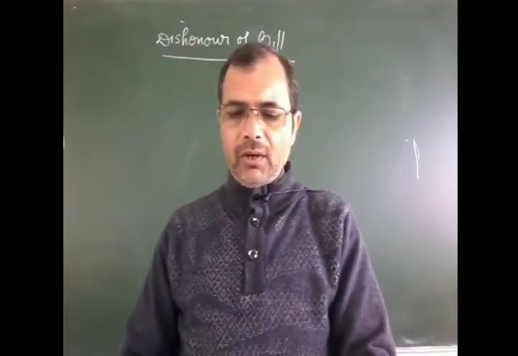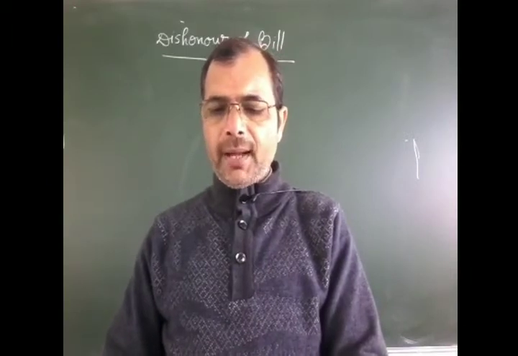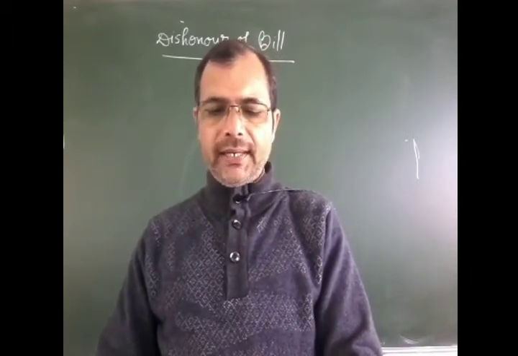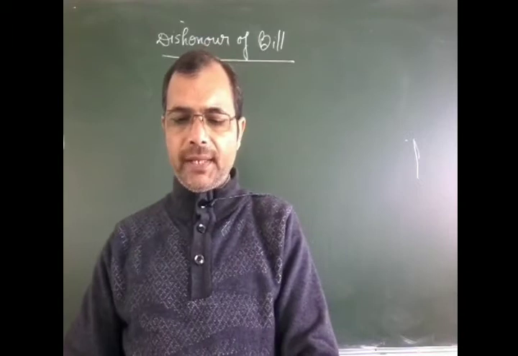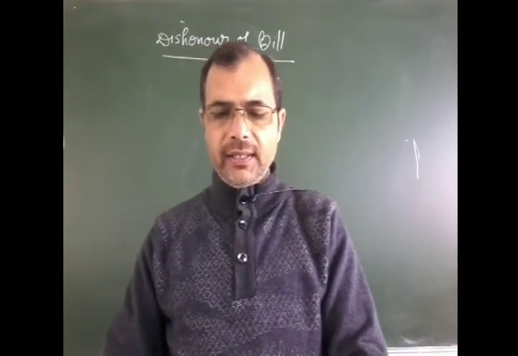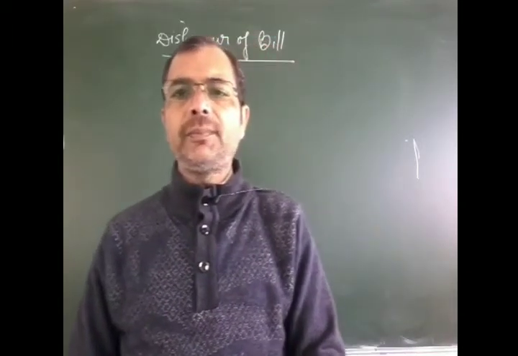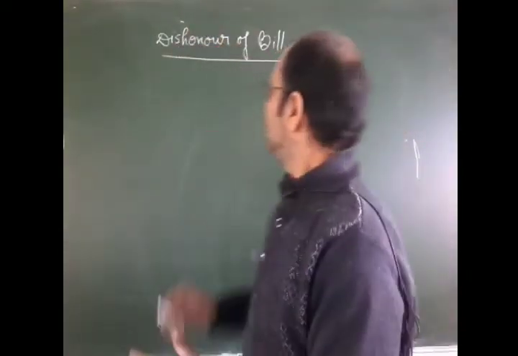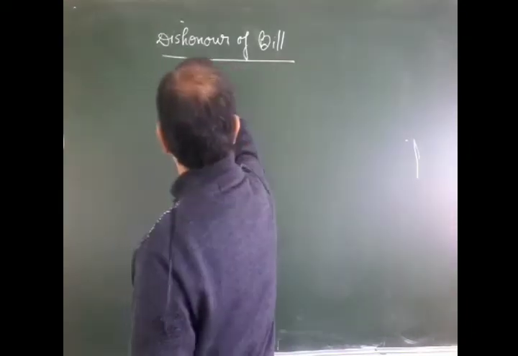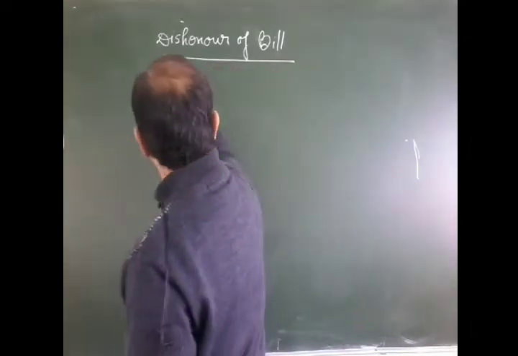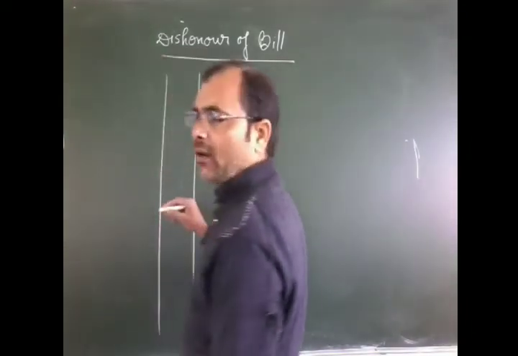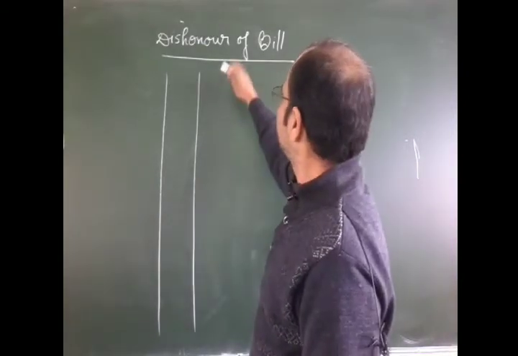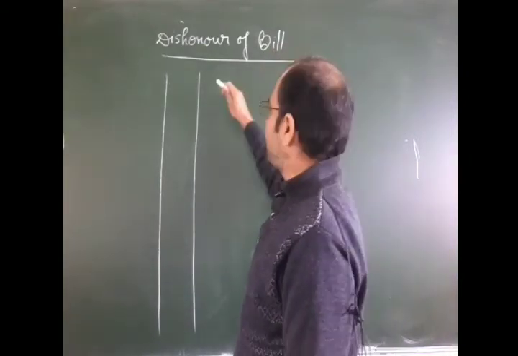When the acceptor of the bill refuses to pay the amount of the bill on the date of maturity or becomes insolvent, it is called dishonor of the bill. Whenever the payment of the bill is not made on the due date, at that time the dishonor of the bill happens.